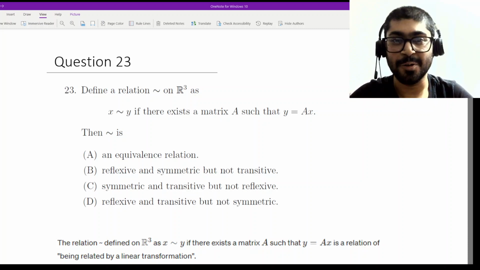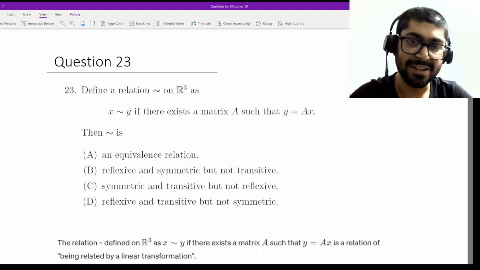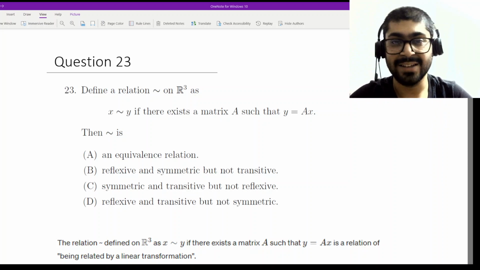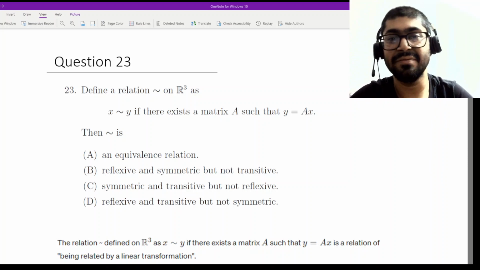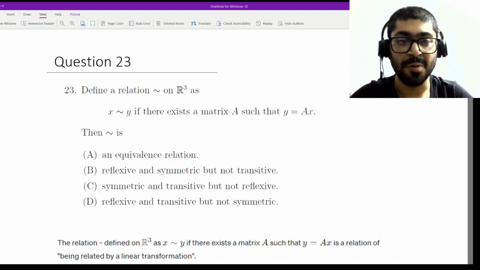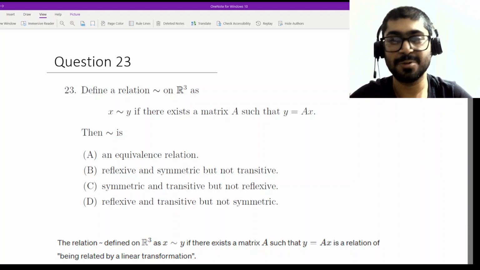Alright, so what is question 23? Question 23 states: define a relation tilde on R3 as x tilde y if there exists a matrix A such that y equals Ax. Then what is tilde? Now the solution to this problem is quite easy. This is basically a problem on linear transformations.